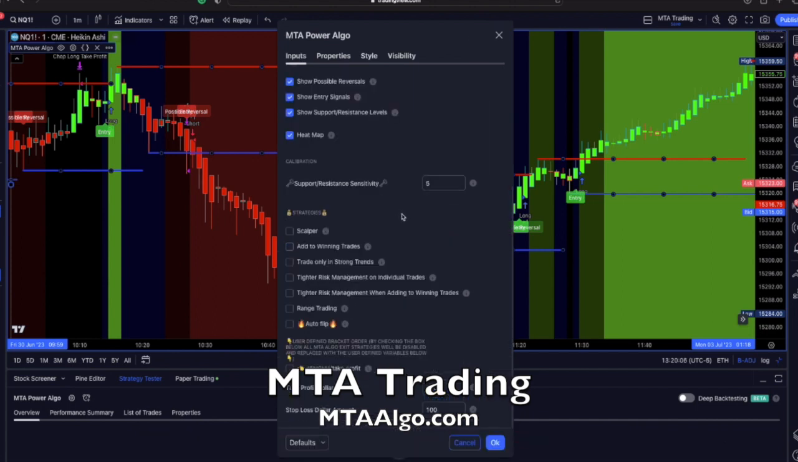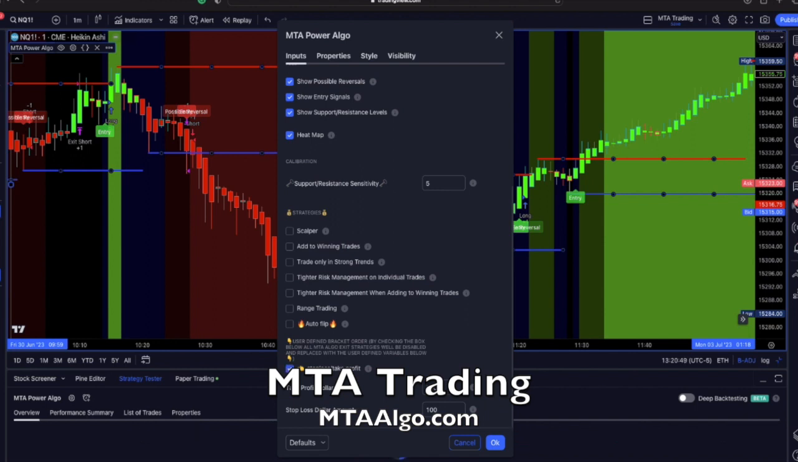Last but not least, stop loss, take profit. User-defined bracket order. By checking the box below, all MTA Algo exit strategies will be disabled and replaced with the user-defined variables below. There are a few small pieces of code in here that are designed to protect you in case you're in a trade and there's a quick reversal. If it thinks that something is going to happen that might breach your stop loss, there is a good chance it might take you out.